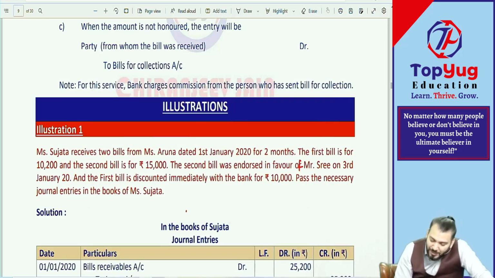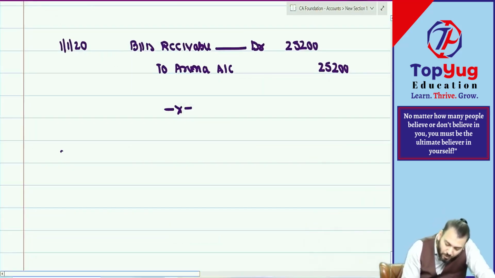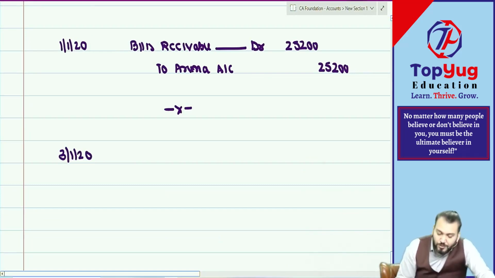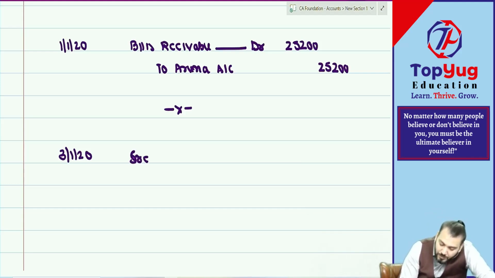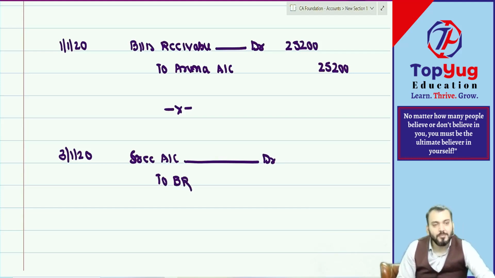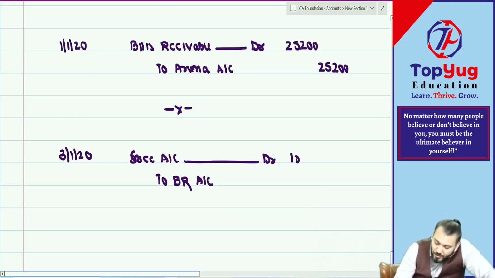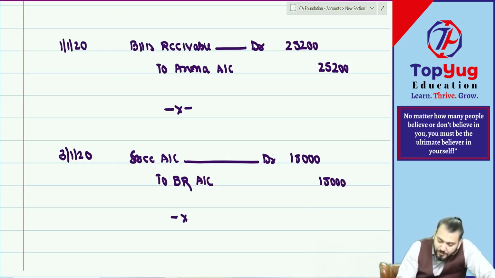Then what is the date of endorsement? 3rd Jan. So on 3rd Jan, it was endorsed to whom? Mr. Sri. So Sri account means creditor will decrease. So Sri account debit to what? To BR. I am writing BR, but in exam don't write BR. Bills receivable account. So which bill? Second bill. What is the amount? So 15,000. Correct. This also done.